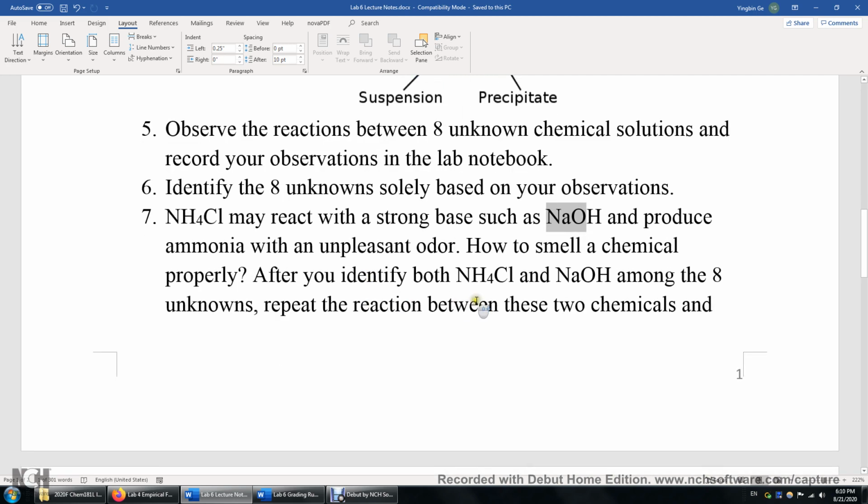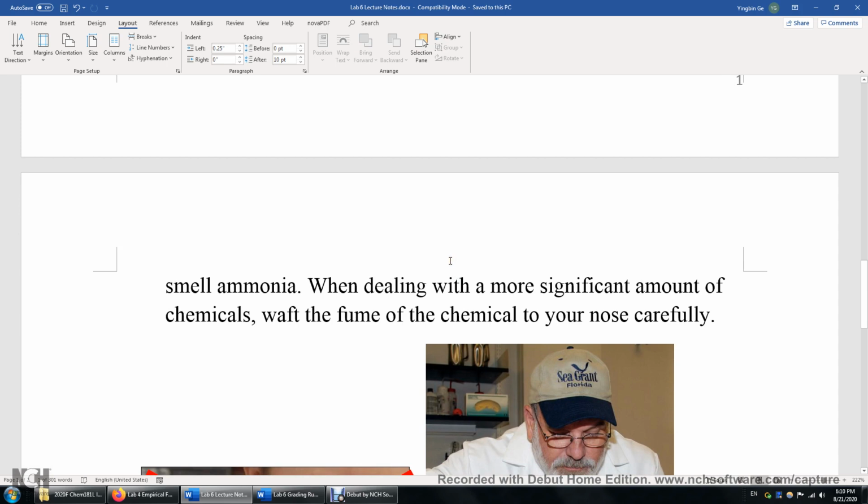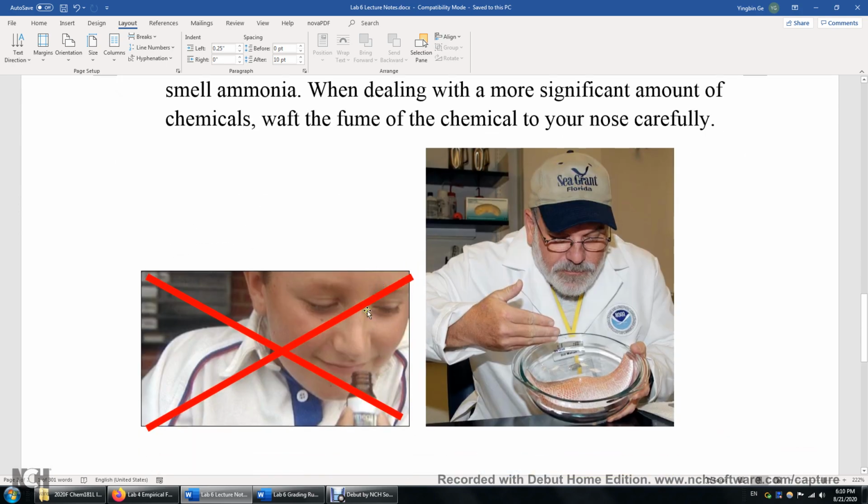After you identify these 2 chemicals among the 8 unknown chemicals, let's say maybe number 5 and number 7, you mix these 2. 3 or even 5 drops of each chemical, and then smell it. But if you are dealing with a more significant amount of chemicals, do not smell the chemical directly. This is wrong. Waft the fume of the chemical to your nose carefully.